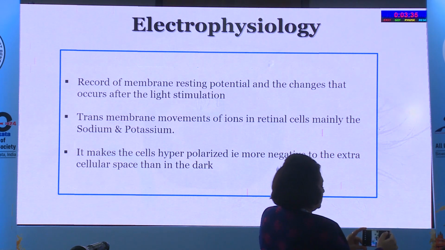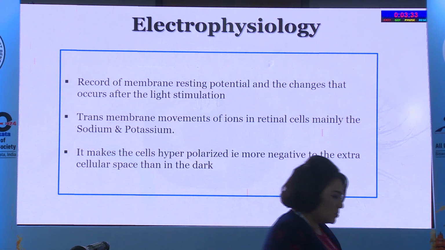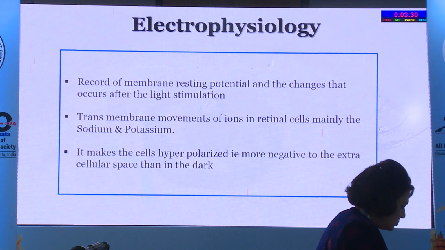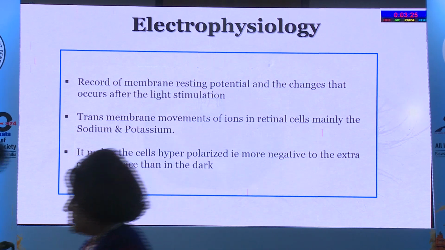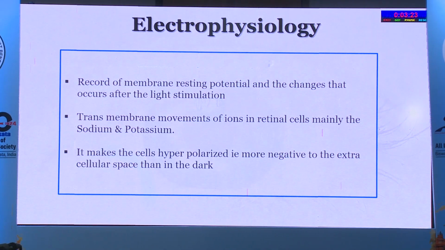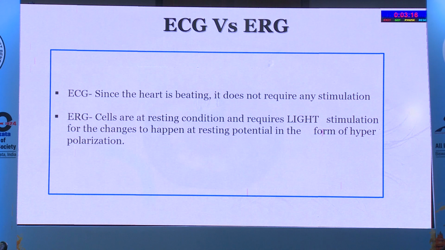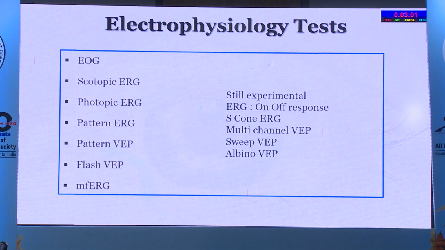In electrophysiology, basically it records the membrane resting potential and the changes that occur after the light stimulation. Transmembrane movements of ions in retinal cells, mainly sodium and potassium, make the cells hyperpolarize, that is, more negative to the extracellular space than in the dark. In ECG, because the heart beats, it does not require any outside stimulation. But in ERG, cells are at resting condition and require light stimulation for the changes to happen at resting potential in the form of hyperpolarization.